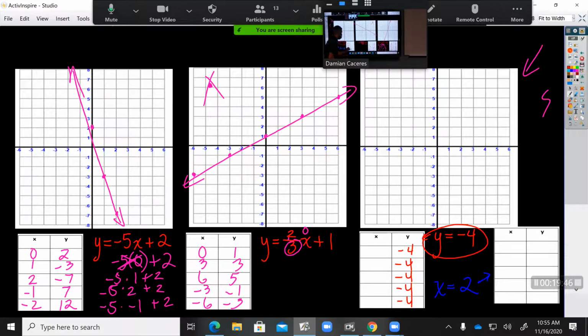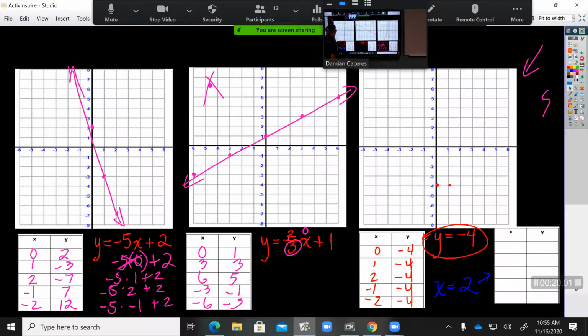Now put your numbers on the x. 0, 1, 2, -1, -2. If you plot that, you get a horizontal line.